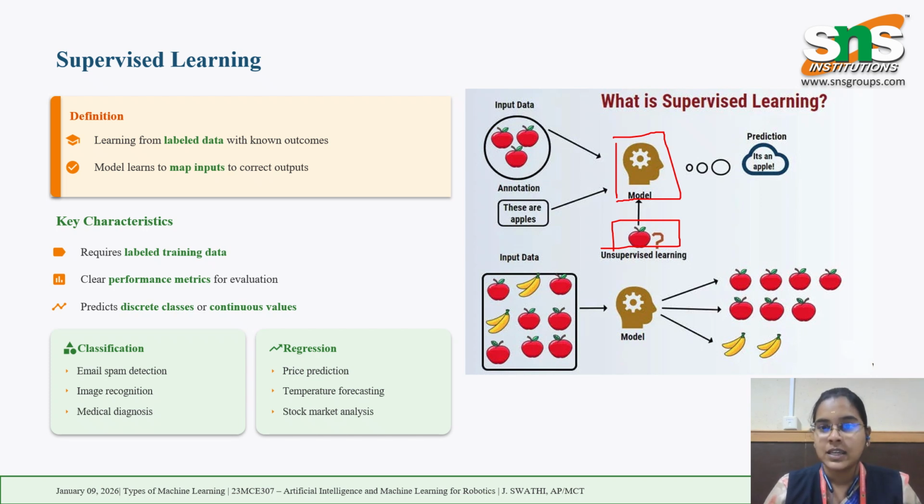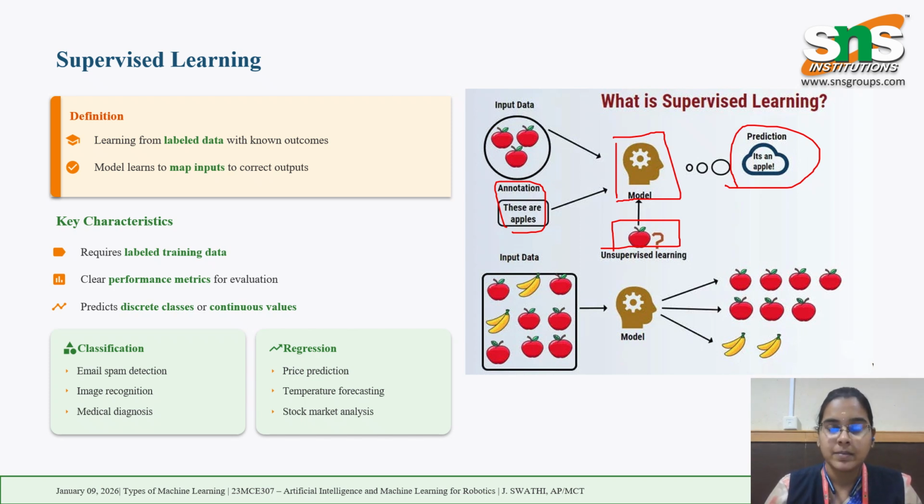I'm asking the machine to find out this unknown data. What it does is it starts to compare with the input data, and it gives the prediction: this is an apple. So I'm giving the set of data, I'm giving it the label also, and I'm giving the unlabeled data. I'm asking it to name it. It automatically compares with the predefined data, and it starts to give the name for the unknown data.